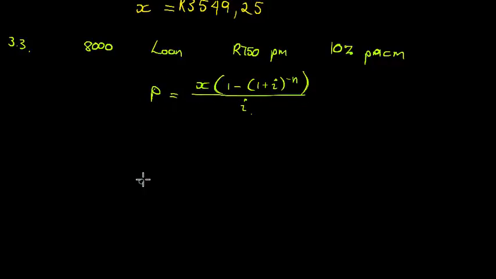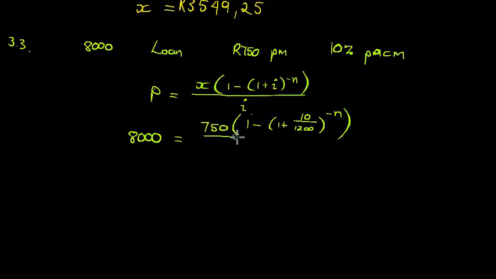Good. What do we put in for P? P is the value of the loan. He pays it back, 750 Rand per month. 1 minus 1 plus 10% is 10 over 1200 because it's per month, to the power of negative N, over, and again 10 over 1200. Again, I'm just going to have to solve this because they ask us to calculate the number of installments. N is the number of installments. How many times will he pay? So eventually we want to get that N on its own.